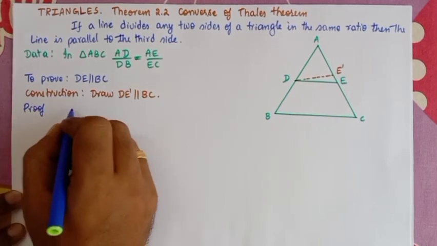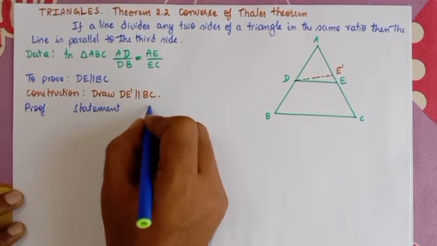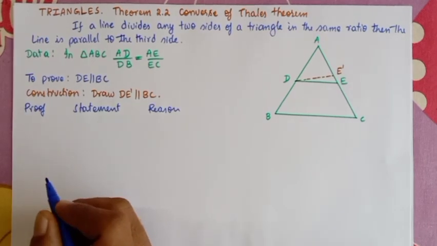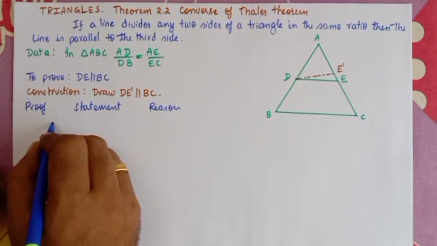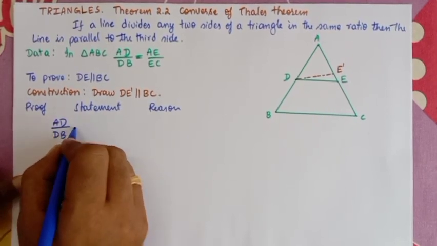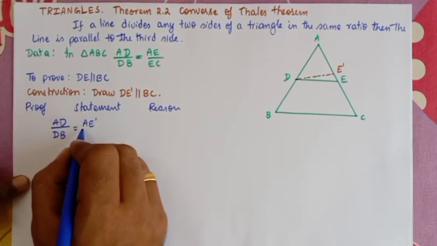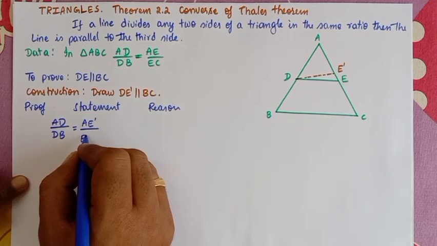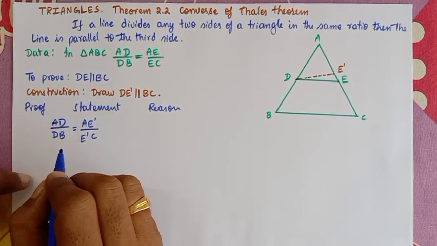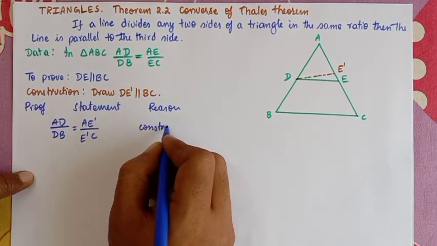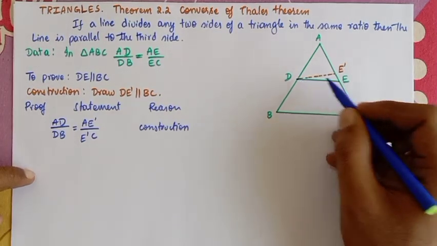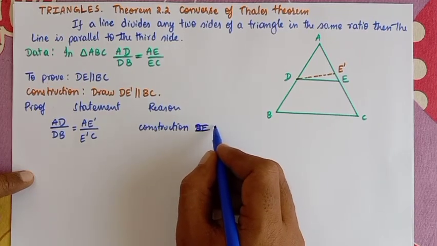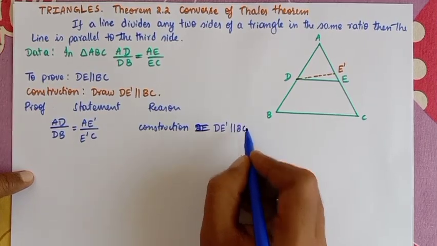Proof. Statement and reason. AD by DB is equal to AE dash by E dash C. Why? Because of construction. We have constructed this one. Construction: DE dash parallel to BC.